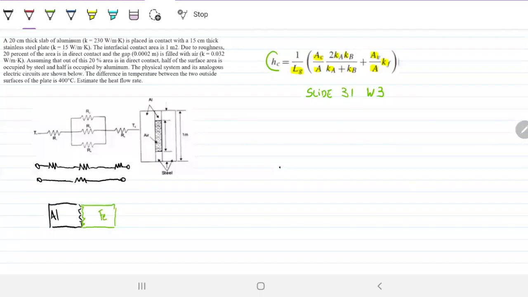A 20 centimeter thick aluminum slab is placed in contact with a 15 centimeter thick stainless steel plate. The interfacial contact area is 1 meter squared, which is very convenient. Due to roughness, only 20% of the area is in direct contact, and the gap is filled with air. Assuming that out of this 20% area, half is occupied by steel and the other half by aluminum. The physical system is analogous to the electric circuit shown below. The difference in temperature between the two sides is 400 Celsius. Estimate the heat flow rate.